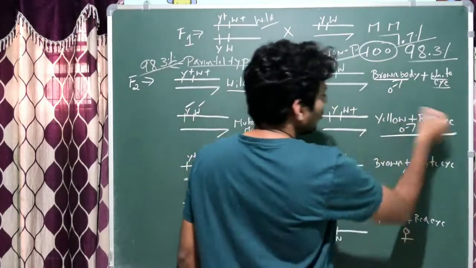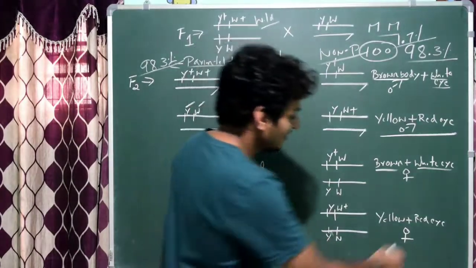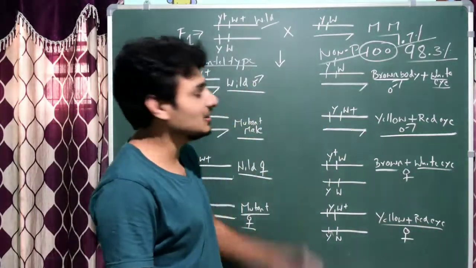We could see here yellow and red eye. Correct, it is non-parental. Brown and white eye, non-parental. The yellow and red eye, non-parental. This is what he actually got.